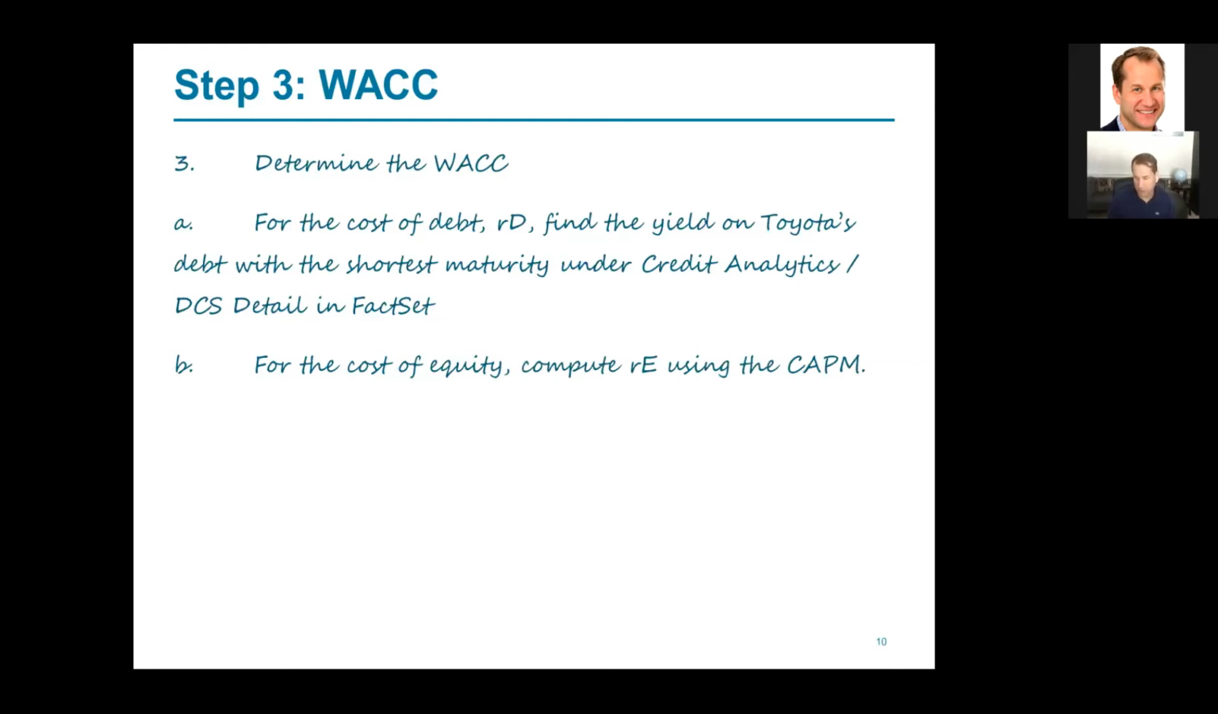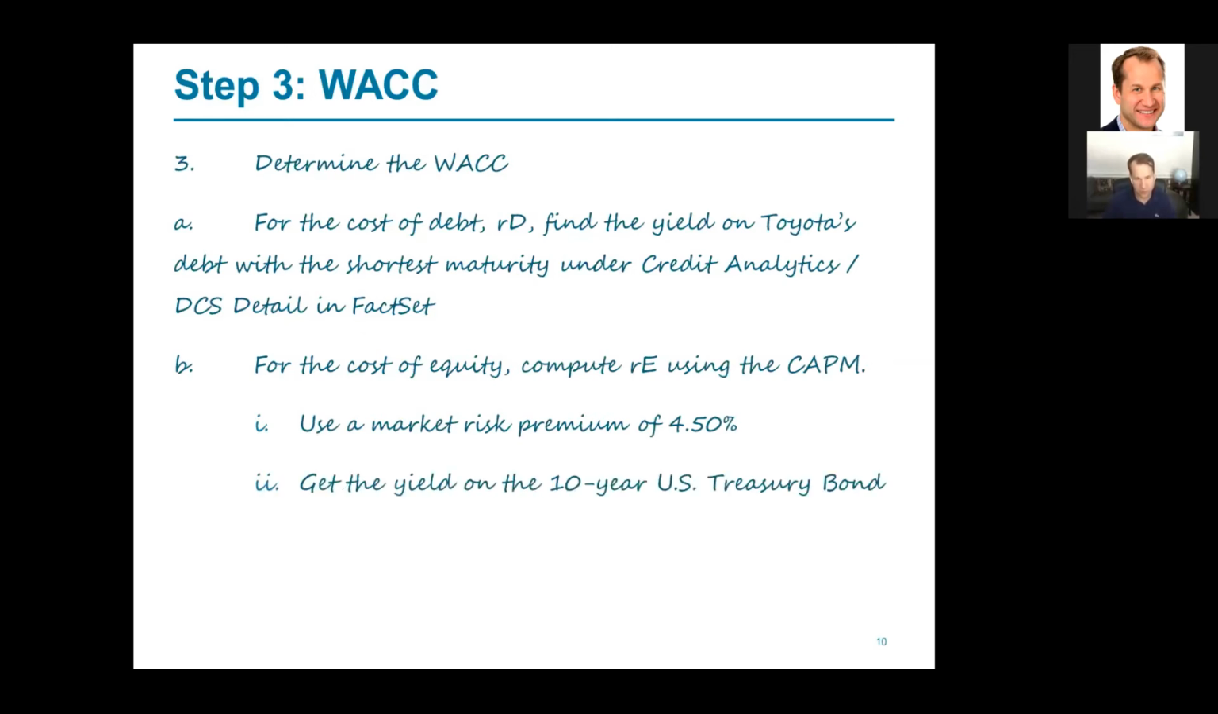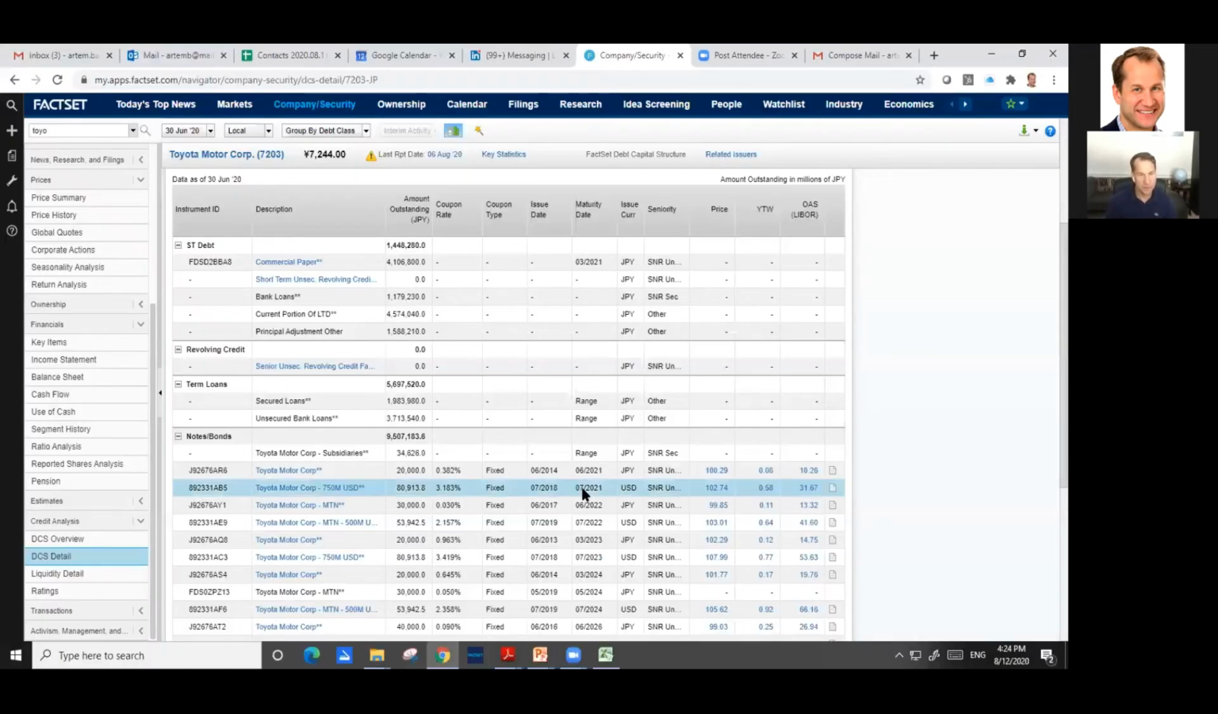So we need to calculate cost of equity using the CAPM methodology. And there's a further instruction for that. So for the market risk premium, we'll use 4.5%, and we'll need to find the US Treasury bond yield to maturity. So for the Treasury bond, let's go to research.